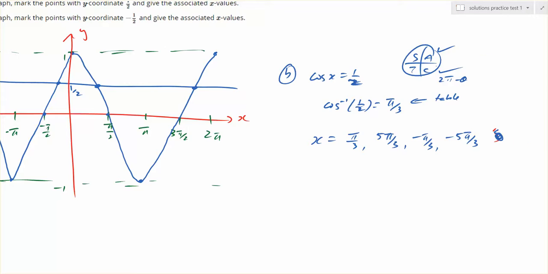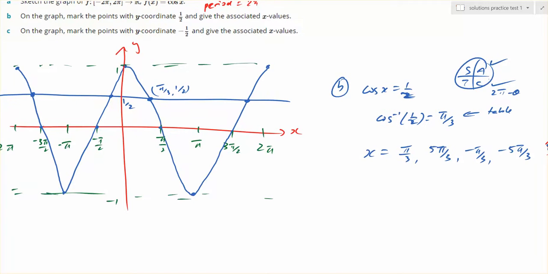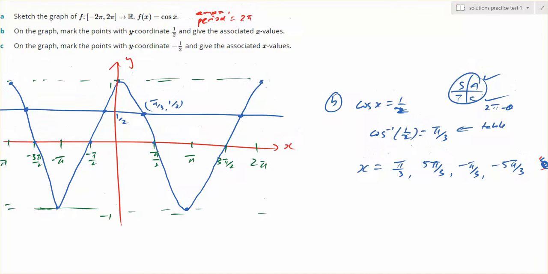So if I were to mark this on the graph, my first solution would be pi over 3, a half. This will be 5 pi over 3, a half. This will be negative pi over 3, a half. And this will be negative 5 pi over 3, a half.